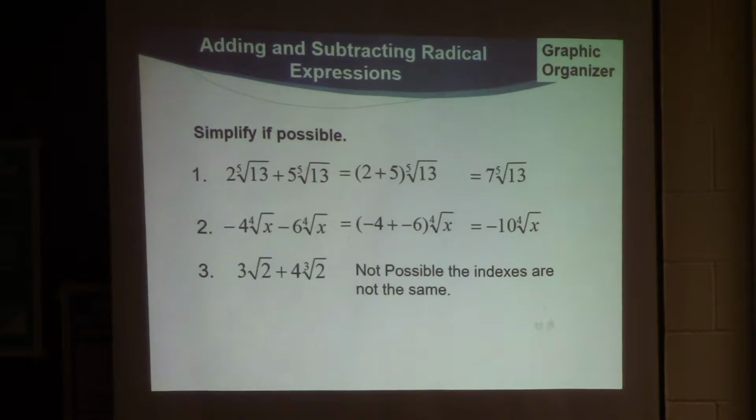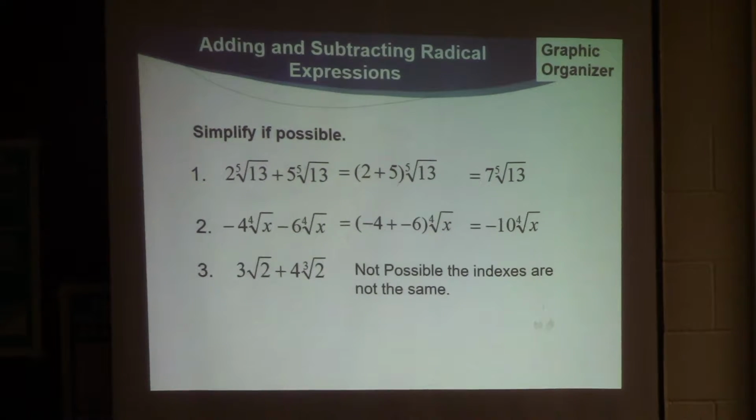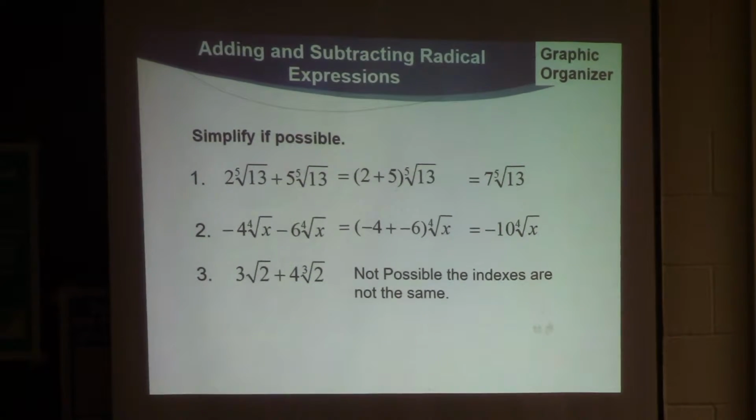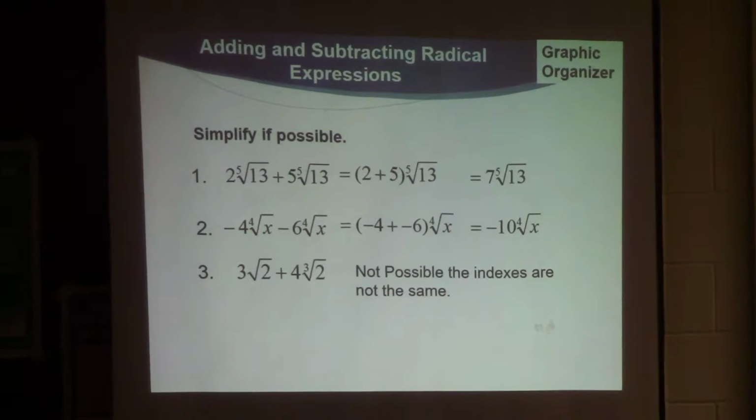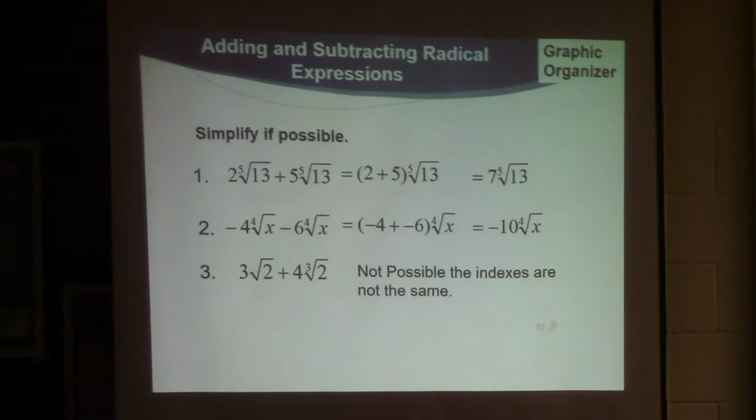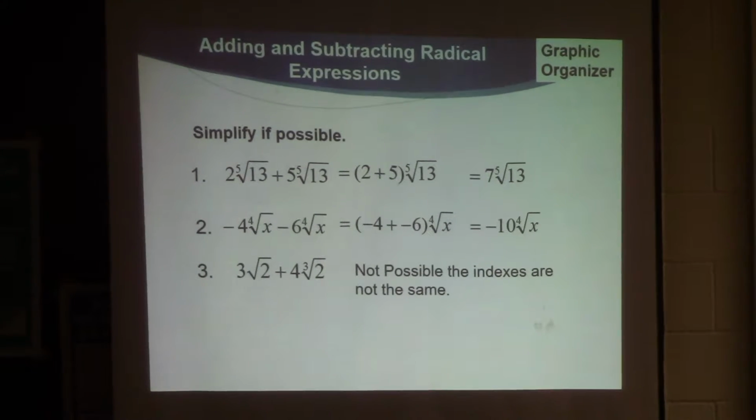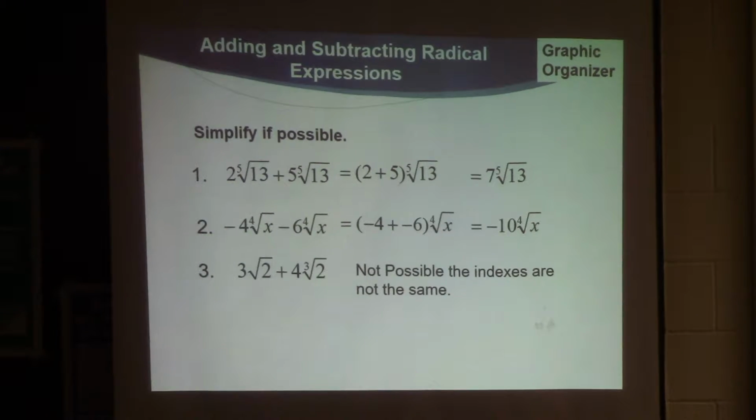Alright, so if my indexes and my radicands match, it's a fairly easy job. All it is is adding those coefficients. Sometimes they don't match, but sometimes we can make them match. If there's a big number underneath that radicand, sometimes we can simplify it and make our radicands match. So that's where we're going next.